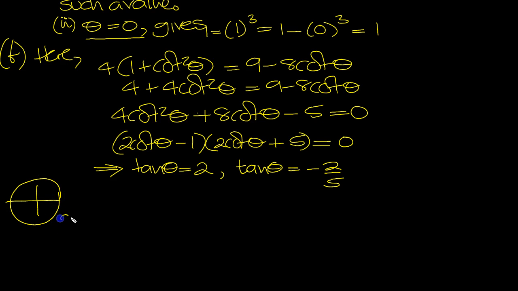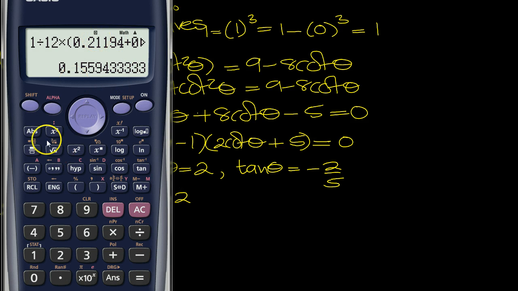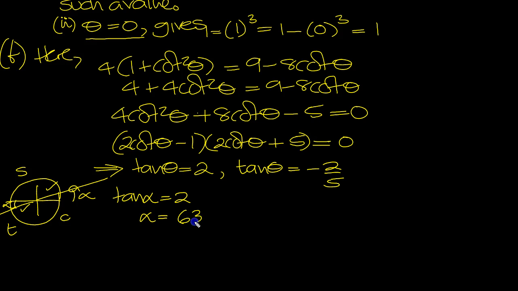Draw a circle. We're solving from 0 to 360. Right, CAST. Tan is positive here and here. Draw 2 lines. Mark off the alpha, the associated acute angle, and simply write tan alpha is equal to 2. So then we can work out alpha, shift tan. We're in degrees mode, so shift tan of 2. 63.43, so 63.4 will do.